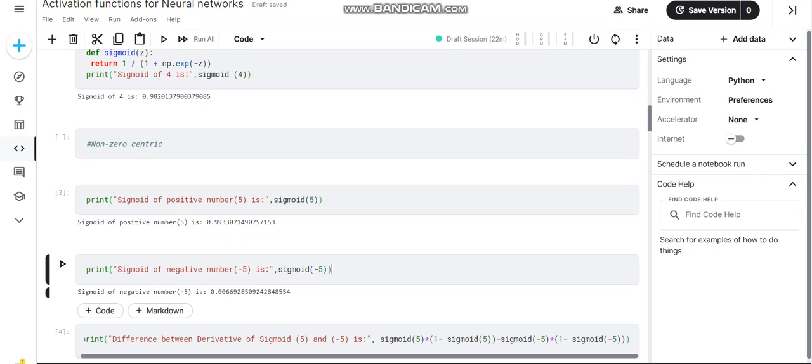It is neither an even function nor an odd function, as f of x is not equal to f of minus x, nor is it equal to minus f of x either. It is neither an odd nor an even function.